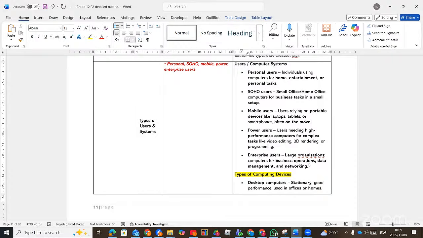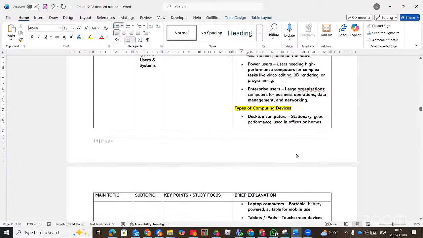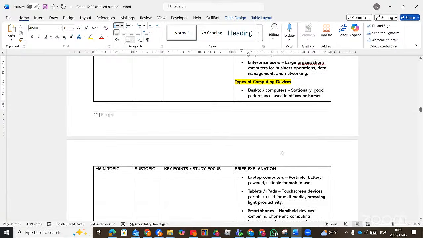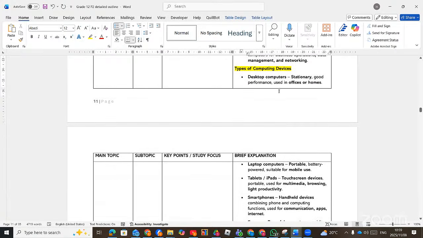Like in the school setup, the computers that we have in the school are enterprise users if they are connected to the network. And if you go to other businesses, they are also using computers there. Then we talk about the types of computing devices. A desktop computer is stationary. They have good performance. They are used in offices and our homes.